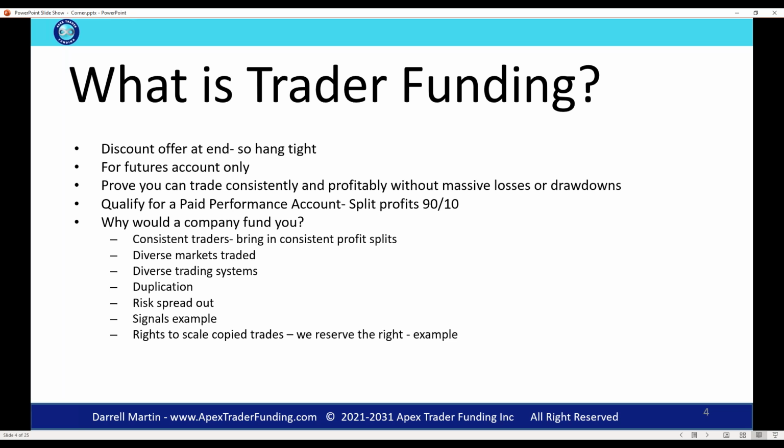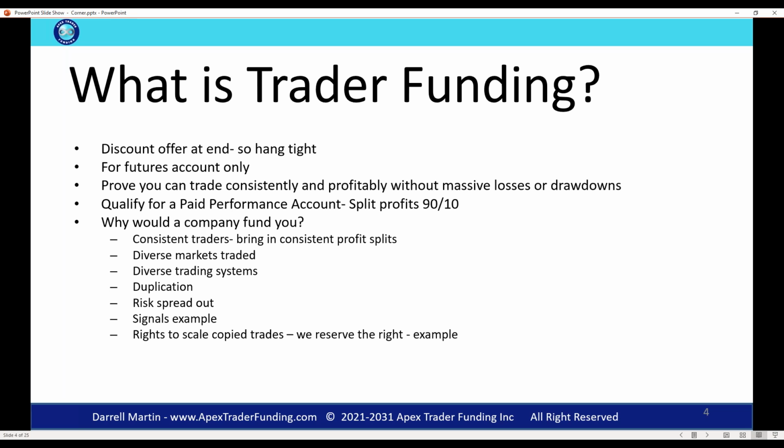And here's the big difference, though, between us and some of the other companies that are out there, is we also do reserve the right to scale and copy trades. What do I mean by that? Well, let's say that you come in, you do an evaluation, you pass the evaluation, you qualify for a funded account, right? And then we do a 90-10 split. You as the trader keep 90%, we keep 10%. We're pretty happy with that. We've got a good, profitable, consistent trader. We're making 10%. We do also reserve the right, though, to copy the trades that are happening in that account into our own account as well that we're keeping 100% of.